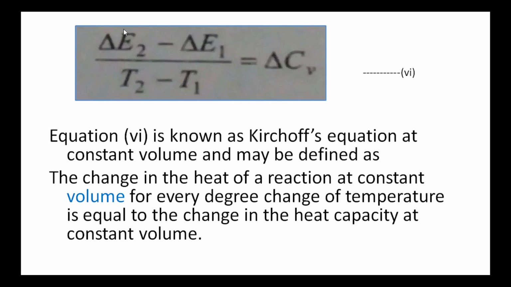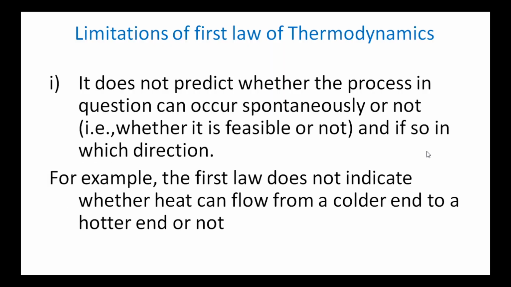Here also delta E2 minus delta E1 means change in the heat of a reaction. T2 minus T1 means change in the temperature. So it is defined as the change in the heat of a reaction at constant volume for every degree change in the temperature is equal to the change in the heat capacity at constant volume. This is also another form of Kirchhoff's equation.